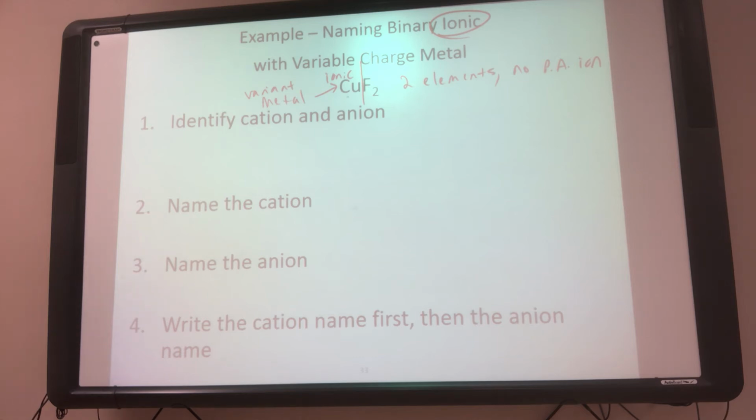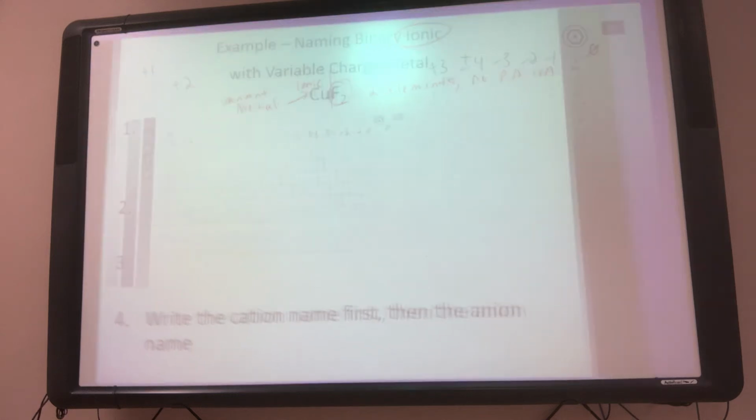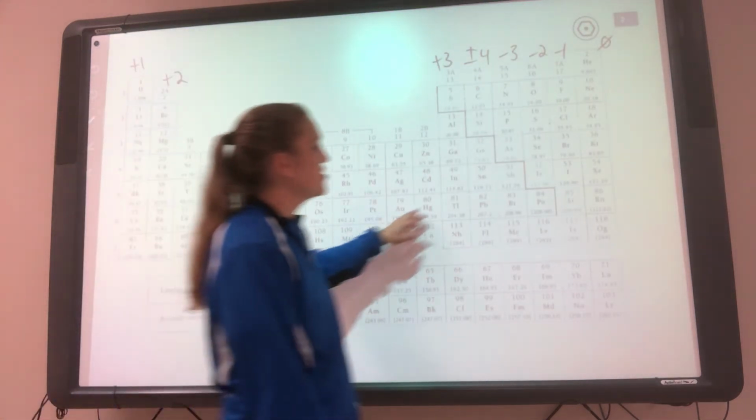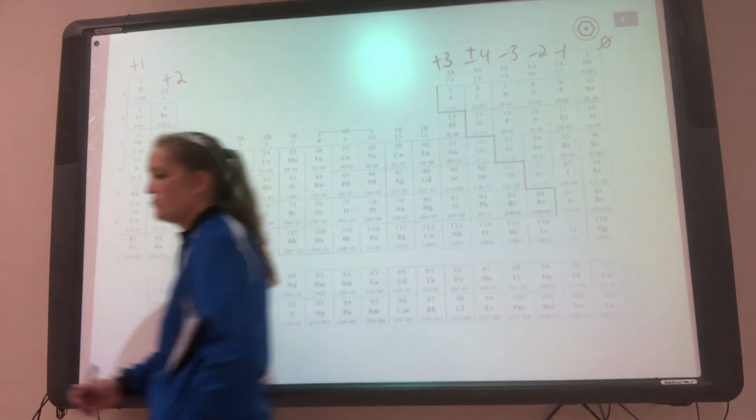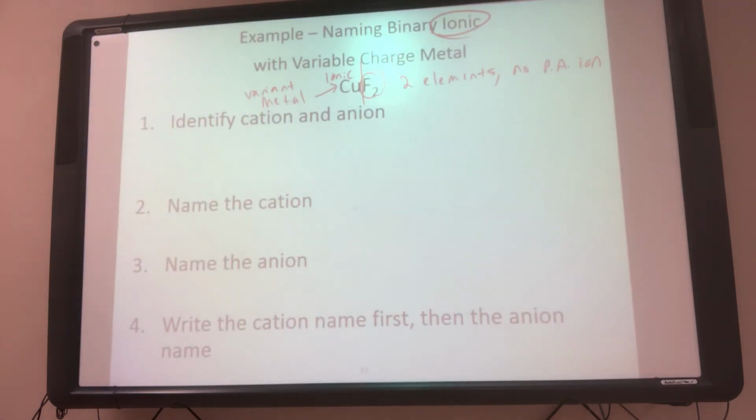So since he's a variant, I've got to then figure out who he's with. So this is F. So I go over here and I say, okay, where's F? Right here. And he's a -1. So I've got Cu, I've got F. Okay, so I've got to figure this out. So F is a -1. Okay, so how many F's do I have? I have 2 -1 F's. So that means that my total negative is a -2.